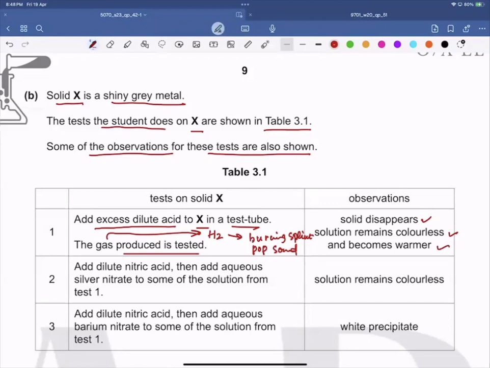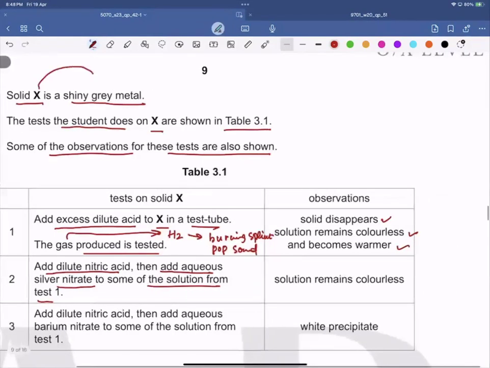Okay. Now, in the second part, add dilute nitric acid, then add aqueous silver nitrate to some of the solution from test one. Yes, but oxygen doesn't form when you react an acid and a metal. That's what you need to understand from the chapter on acids and bases: when an acid reacts with a metal, we always get salt and hydrogen. They have told you that X is a gray metal, and here you are adding acid. So if an acid and a metal are being mixed, there is no way that oxygen would form. Okay, Heather?